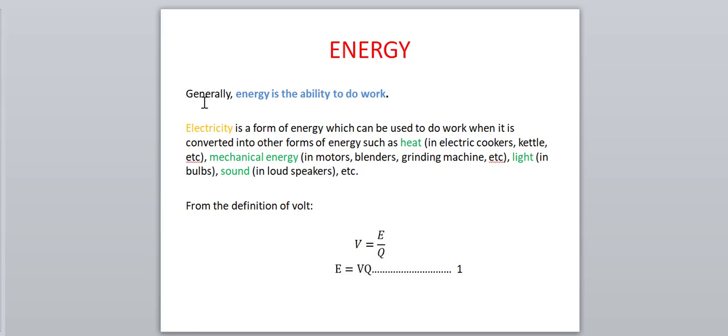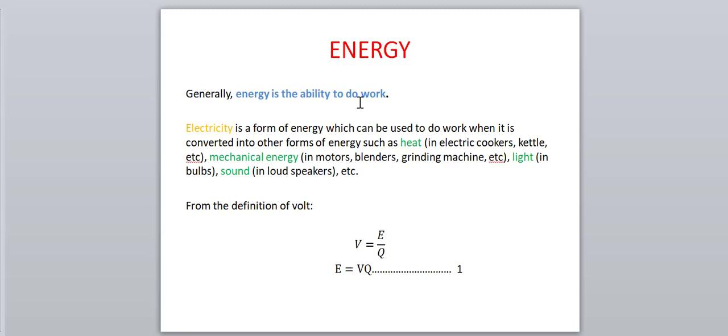But here we are going to see the formula for electric energy and power. The electric energy is different from mechanical energy. But generally, energy is the ability to do work. So it doesn't matter whether it is mechanical energy or electrical energy, that ability to do work is what we call energy. Some texts say energy is the capacity to do work.